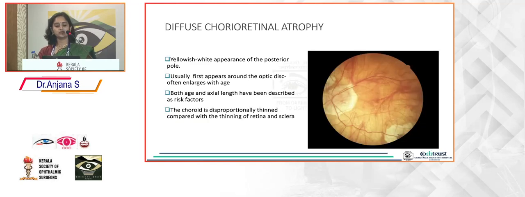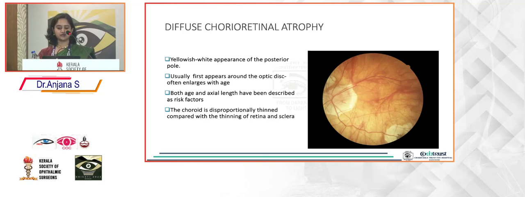Now about diffuse chorioretinal atrophy, here we have a yellowish appearance of the posterior pole, and the choroid is severely thinned in these eyes. These changes initially begin around the optic disc, and then as the patient ages, the atrophy progresses and the posterior pole is completely involved.